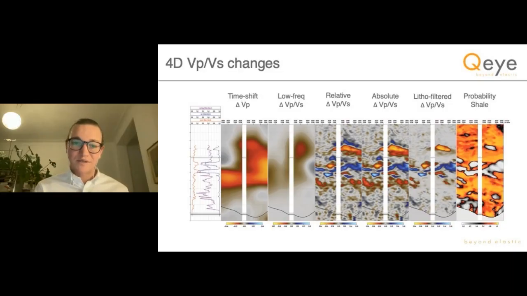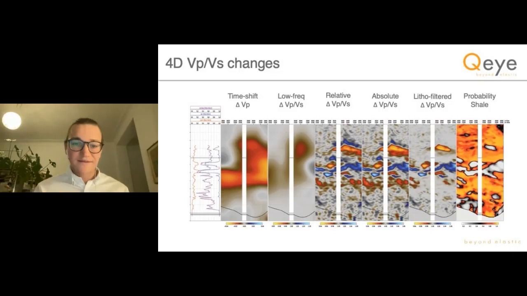calculating a cross correlation between the relative change in VPVS and the relative change in acoustic impedance. And where that cross correlation is 1, we keep the change, the low frequency model in the same state. And where the cross correlation is -1, we flip the sign and scale it by the actual value itself.